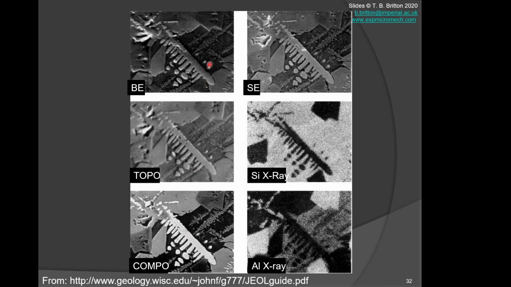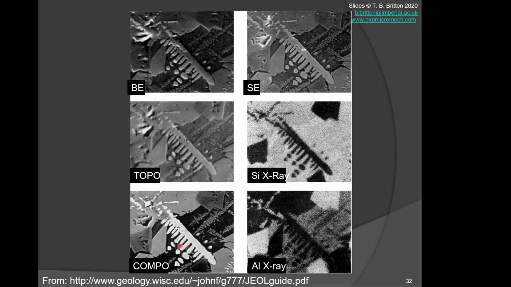Overall, you can look at these different signals as just different detectors. In modern instruments, you can have a frame grabber that grabs the signals of different detectors at once. So this is showing the backscatter electrons. This is showing the secondary electrons. This is showing the topographical information from the backscatter, so that's showing the difference between the left and right quadrants. This is the compositional variation.